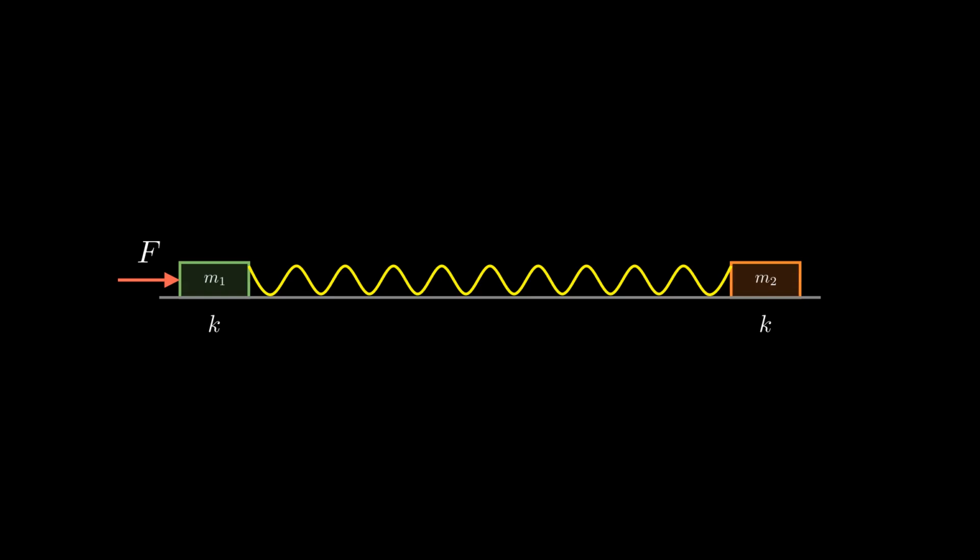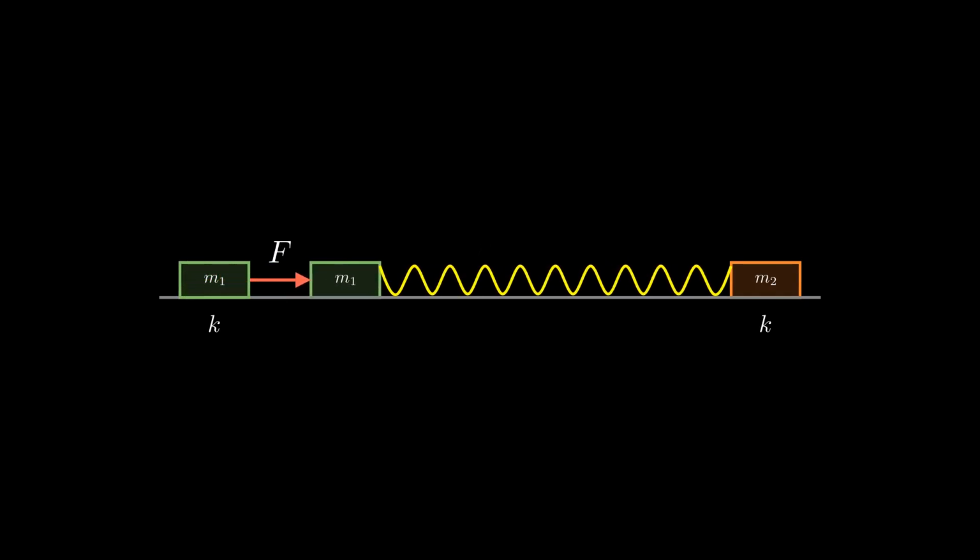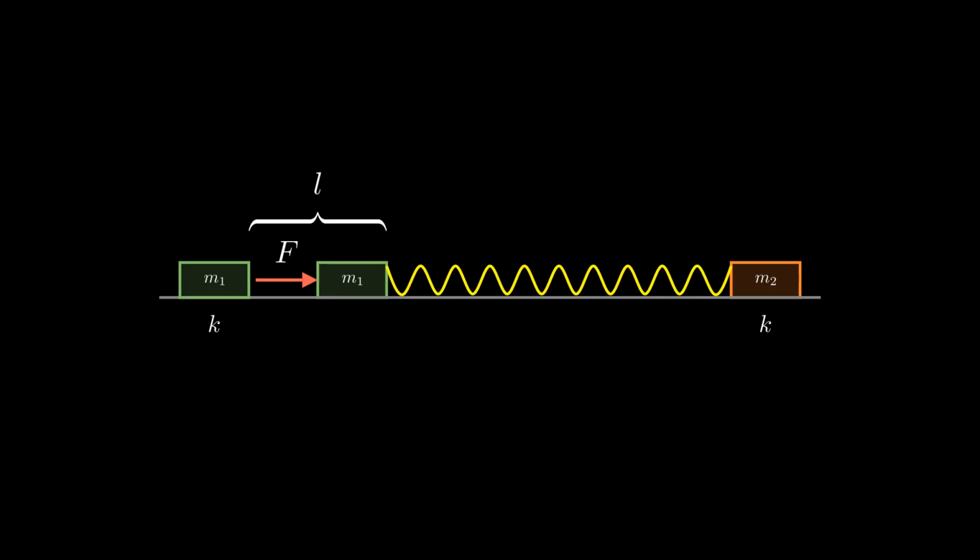To analyze this, let the spring constant be equal to Ks. Since M2 remains stationary, block M1 will move and will compress the spring. Let the compression of the spring against the external force F be L.